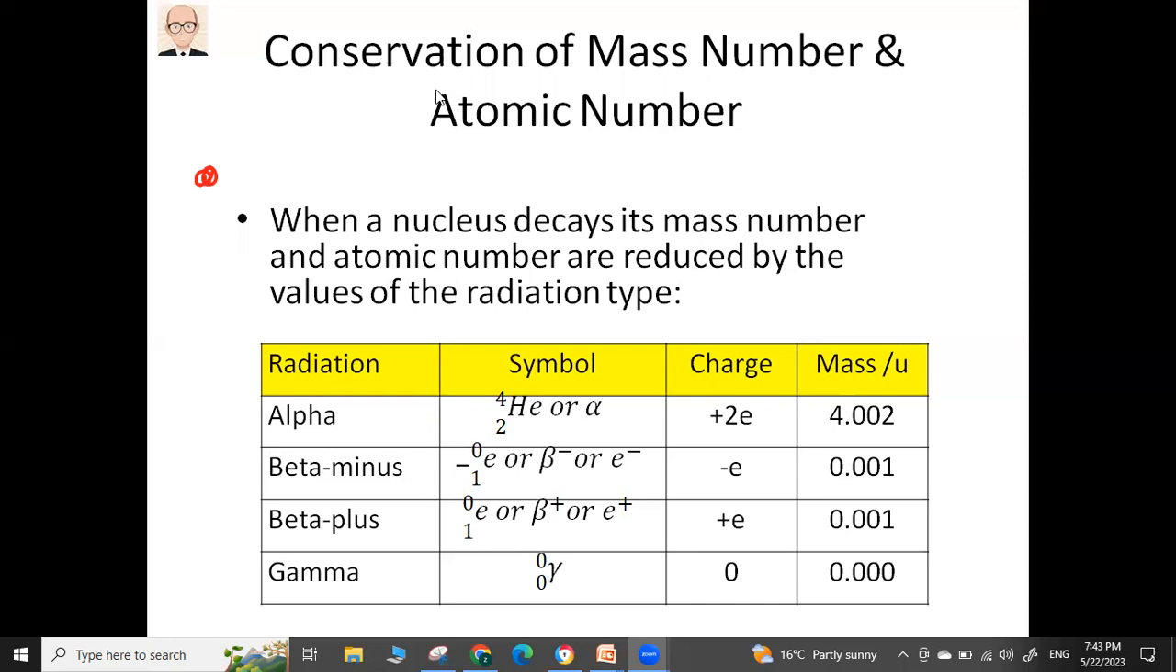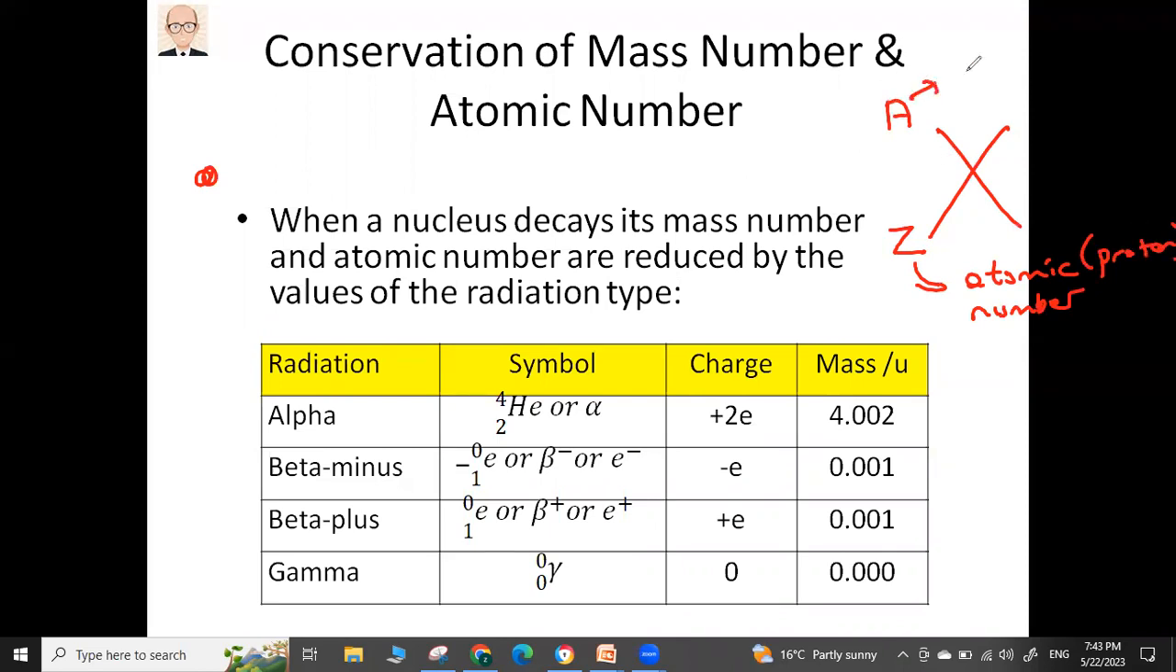Let's remember again, whenever we have an element, let's say the element X, we have some symbols, and we show the atomic number by Z, and the mass number by A. These are important symbols. Z is the atomic number or proton number, and A is the mass number, or we can say atomic mass.